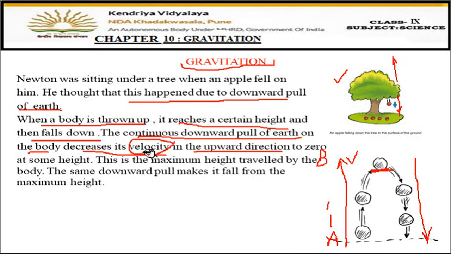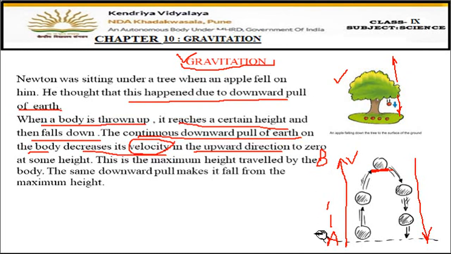Right, so this force between the ball and the earth is called the force of gravitation. Everything which is thrown upward always comes down towards the earth due to some attractive force, due to some pull of the earth, and that is called the force of gravitation. So anything which is thrown upward reaches a certain height, and after reaching it, it continuously starts falling down towards the earth.